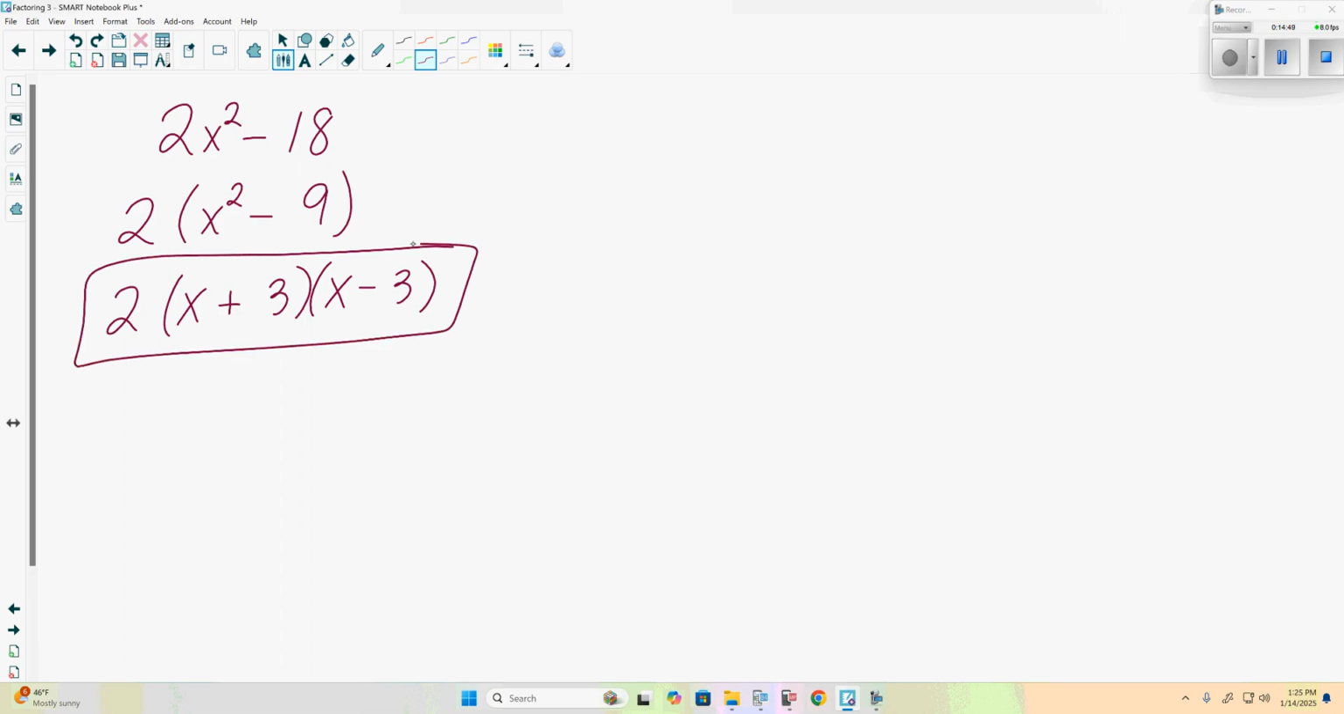Sweet. So even though the original problem wasn't set up as a difference of perfect squares, we pulled that greatest common factor out. We do have one, and we can go from there.